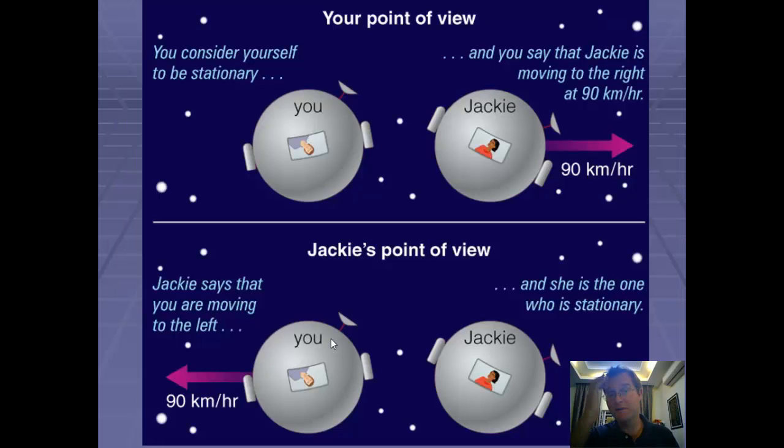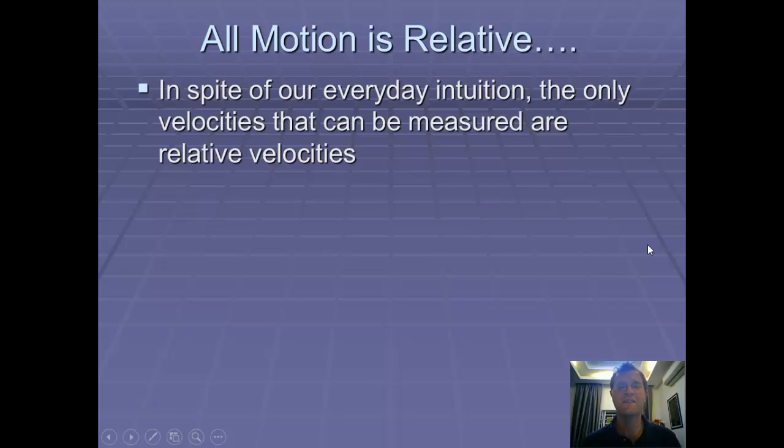Our first problem is that if you consider yourself stationary and you look at Jackie, you say that Jackie is moving to the right at 90 kilometers per hour. However, from Jackie's point of view, Jackie says actually you're moving to the left at 90 kilometers per hour and she's the one who's stationary. And here is the essence of our issue. The essence of our issue is that motion and all motion is relative.